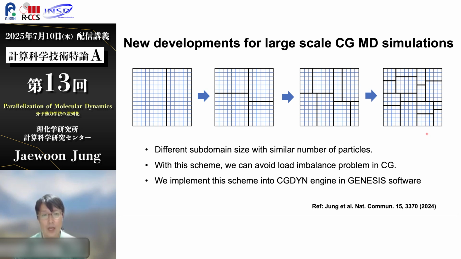Then, finally, the number of partitions will be the same as the MPI number, and the number of particles in each subdomain will be similar to each other. So for coarse-grained MD simulation, we implemented this scheme into the CGDyn engine in GENESIS software. If you are interested, you can search for this paper.